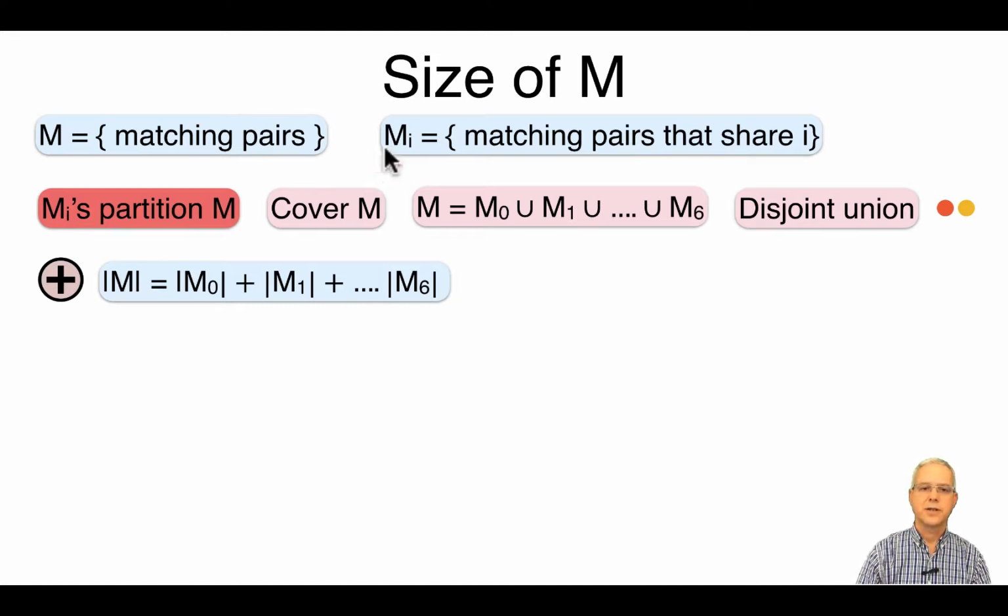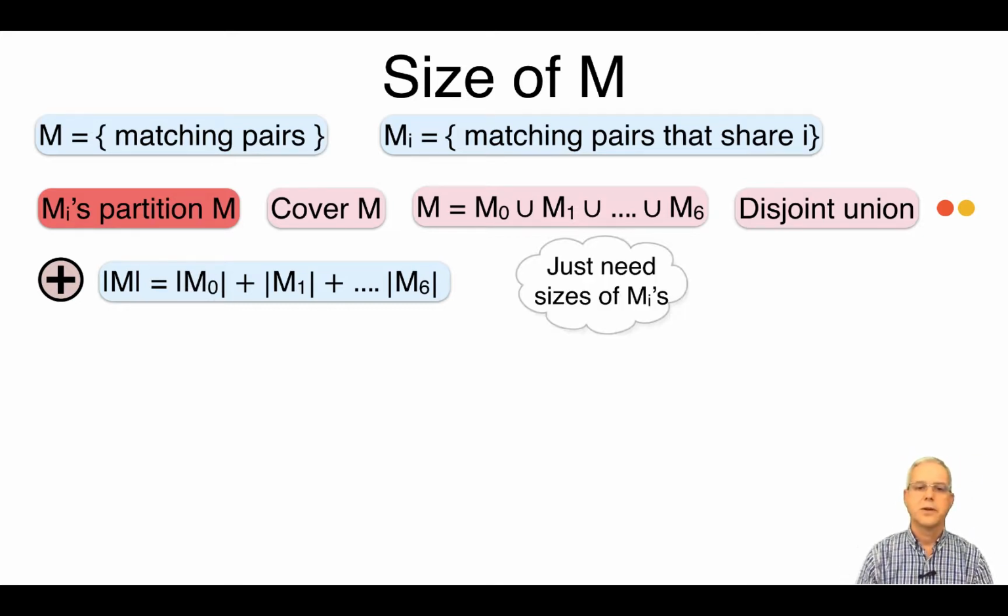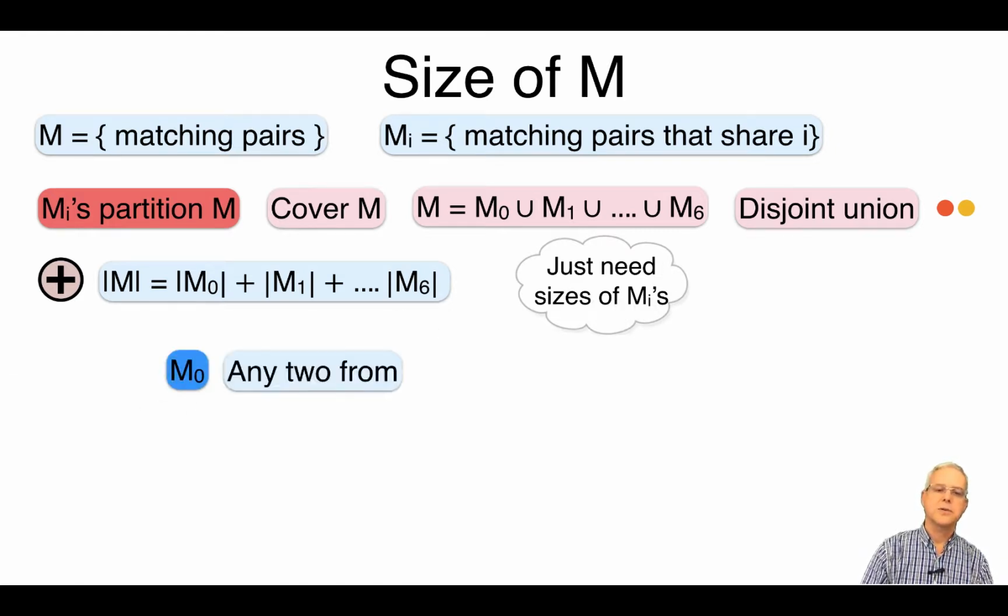So the size of M is just the sum of the sizes of these 7 sets, M0 up to M6. All we need to do is calculate the sizes and add them, and we'll be almost done. So we just need the sizes of the Mi's.